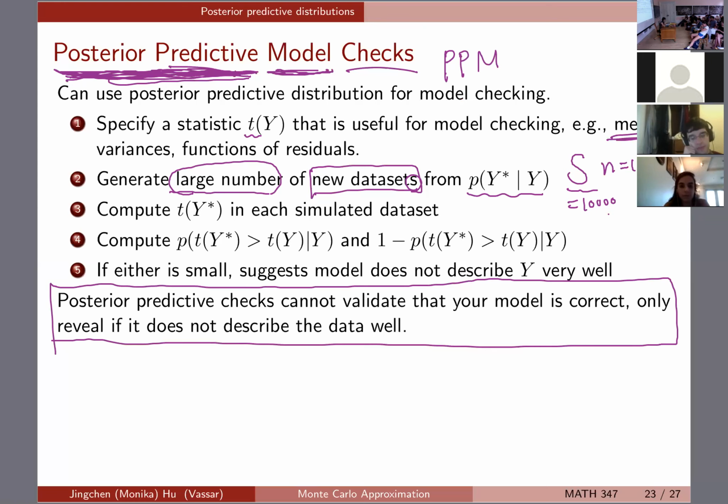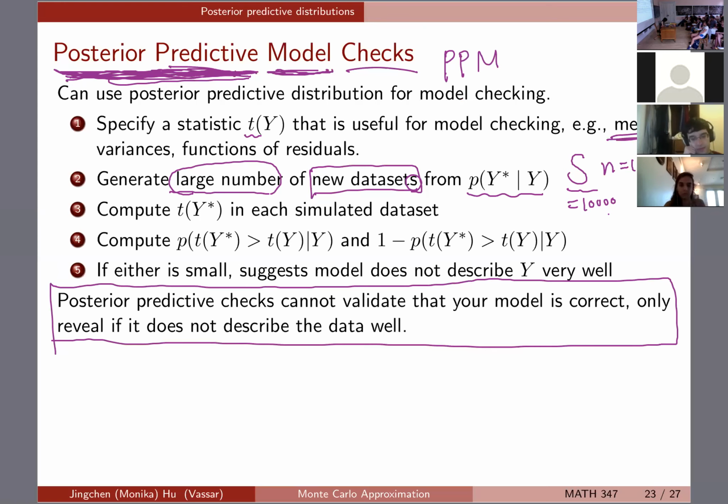So for each new data set, you're generating like 100 observations, and among those 100, you summarize the mean, right? And you do the whole process capital S number of times. Okay, so that's the difference between what we are doing now and what we just did with the prediction. All right, so that's number 2.